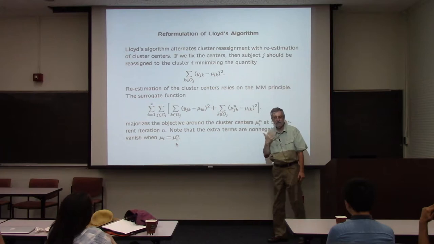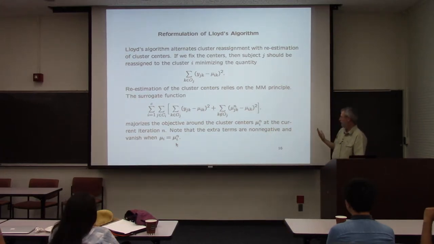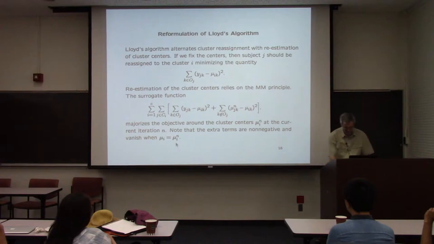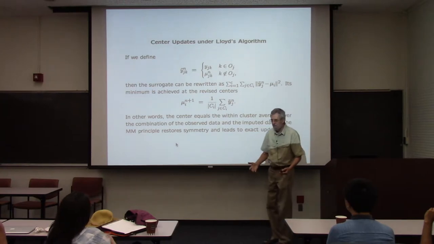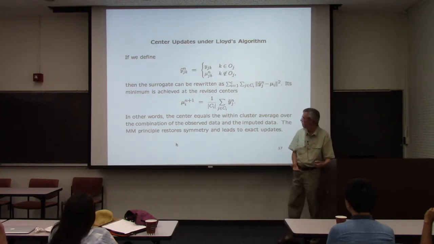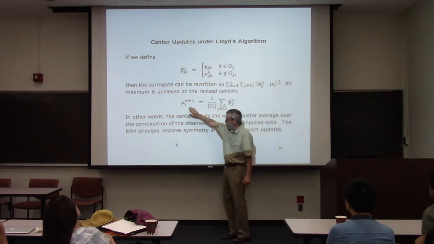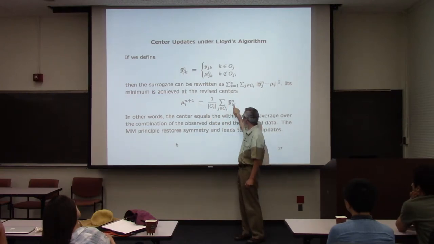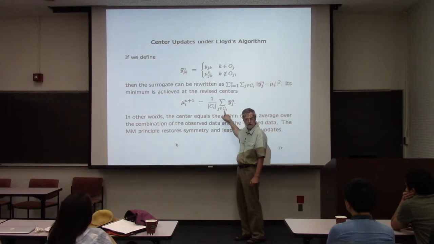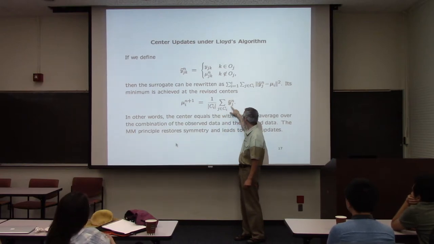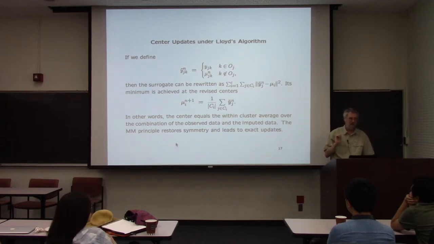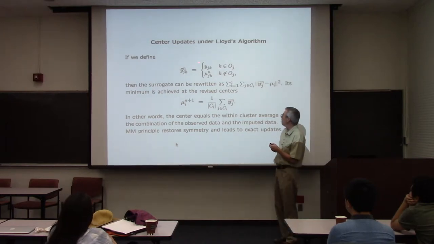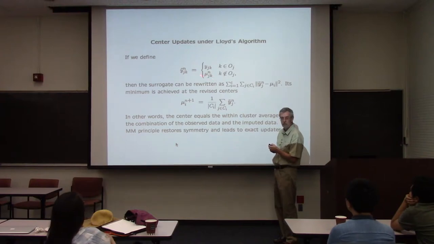Does everyone get the idea? Okay. So we've created the majorization. How do we optimize it? Well, this is the classical way Lloyd's algorithm works. It redefines the cluster center by averaging over the observation vectors within the cluster. So this is the number of items in cluster I, and these are the observations. But those observations now are changed in this missing data framework because some of them are observed and some of them are imputed.